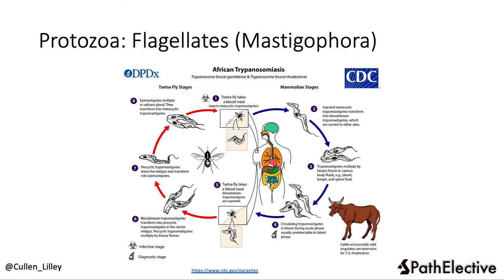Here's an example of African trypanosomiasis caused by Trypanosoma brucei. Transmitted by the tsetse fly, gets into the blood. It has the tripomastigote over here, and it has the epimastigote over here. And you can see the epimastigote and the promastigote.